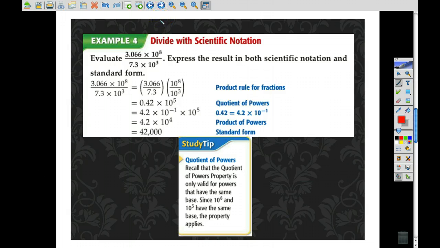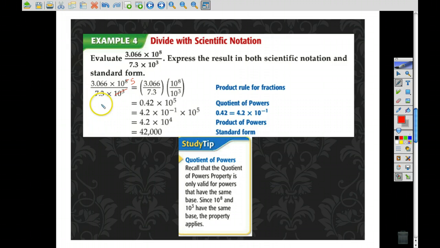All right, so when you're dividing, it's the same concept. You just need to organize your numbers. So here you have 3.066 times 10 to the 8th, and you have 7.3 times 10 to the 3rd. Okay, so before when I do this, I'm going to just cancel out the 8 and 3, and it's 10 to the 5th power.